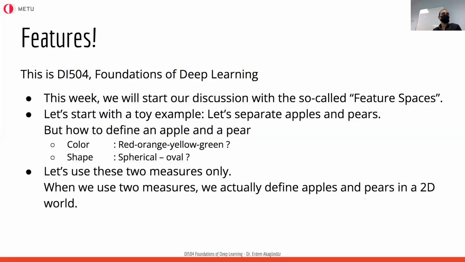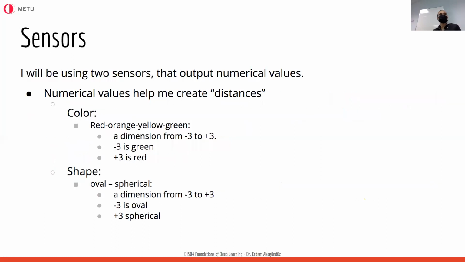What does it mean? I'm using two measures and I'm creating a two-dimensional space. And about the quantization, these are the things that I'm selecting. Actually, what I'm exactly doing here is feature engineering. I'm quantizing an abstract feature to numbers. This was the very first feature.